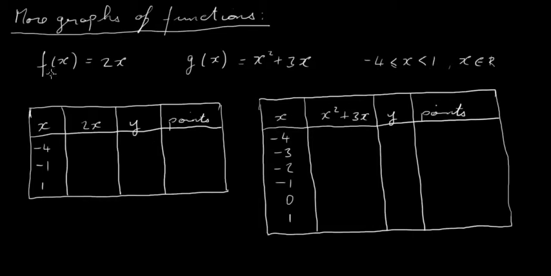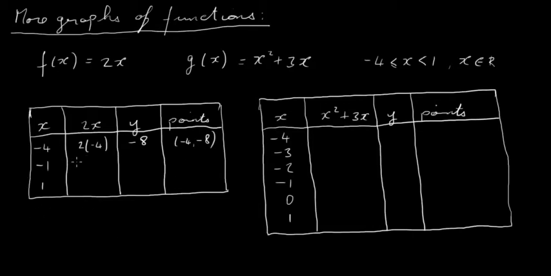Now f of x here is a linear graph, and g of x here is going to be a quadratic graph. So for my x values for my f of x, I've picked -4, -1 and 1. So let's do that first of all. Okay, so I'm going to put in -4 first. So I've got to double it, so -4, that gives me -8. So my first point is (-4, -8).